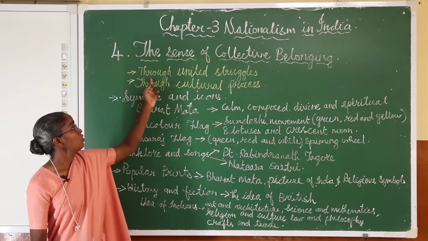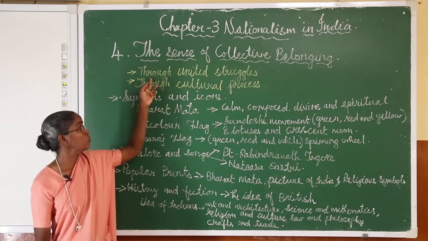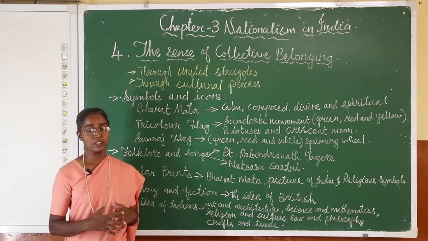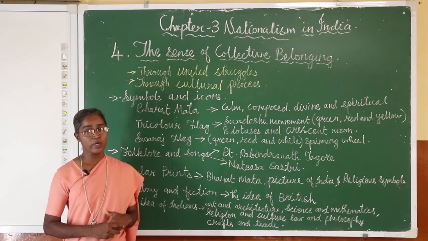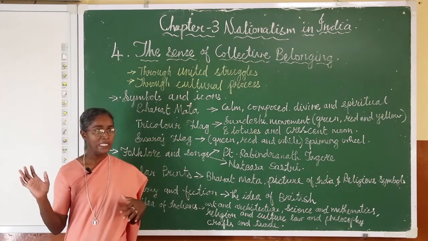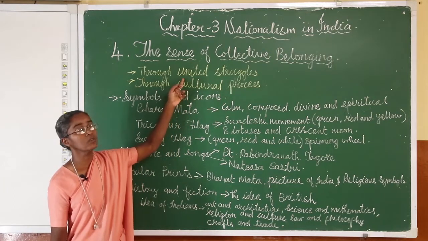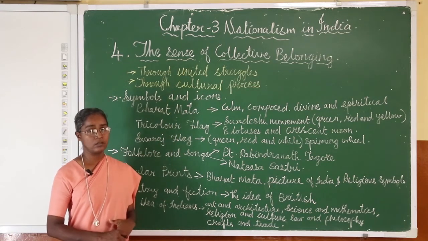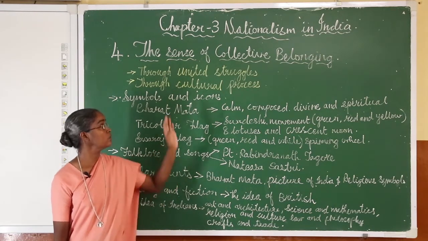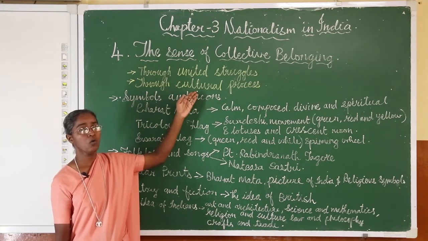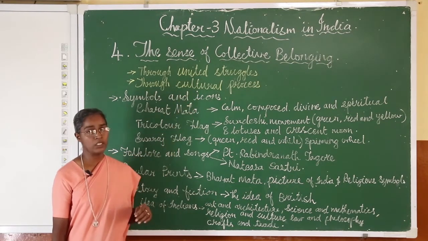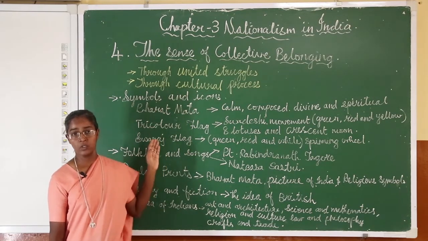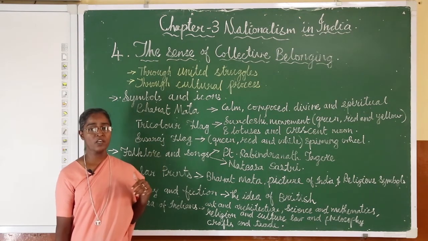Now, first of all, how did they fight against the Britishers? Through united struggles. They came together, they were standing together to fight against the Britishers. Whatever we learned in the last classes, all that comes under united struggles. And also through cultural processes. What we are going to learn today is how, through cultural processes, they became one to fight against the Britishers. To make this topic easy, I have put these points a little differently from your book.